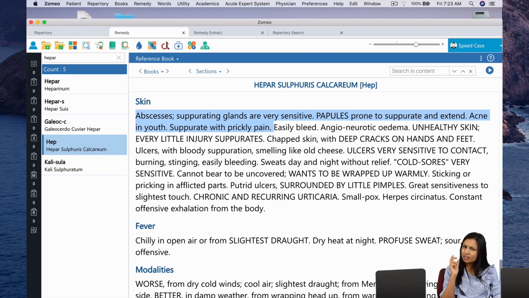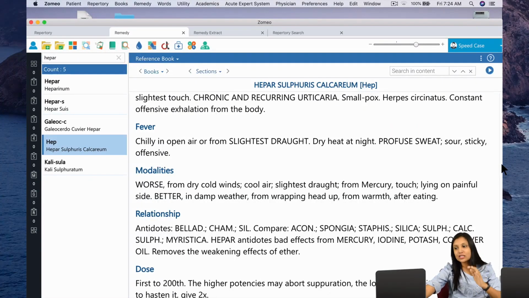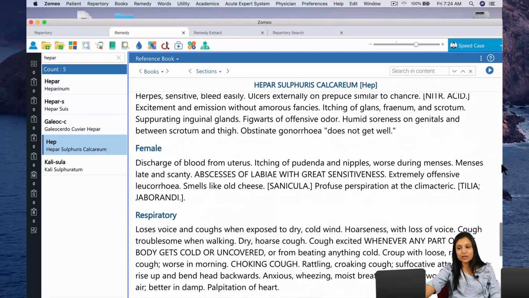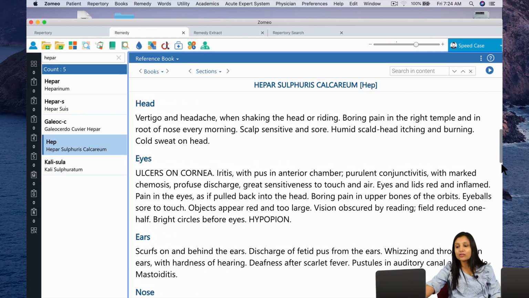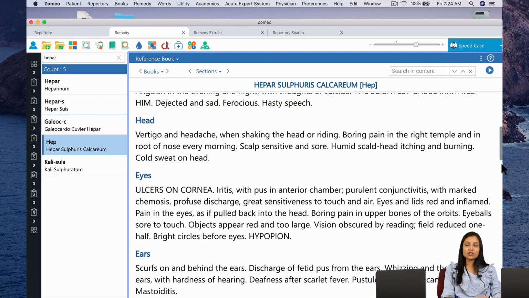Okay, and there is a very particular offensive smell of old cheese from the pus formation that comes out of Hepar Sulph. This suppuration is seen at all levels. So at the level of the skin, you will also see a similar suppuration. You will see at the level of the eyes. You will see at the level of the tonsils as well. Okay. So when you say the word quinsy, which is for pustular tonsillitis, Hepar Sulph has to be one of the first remedies that you think of for quinsy. Okay.